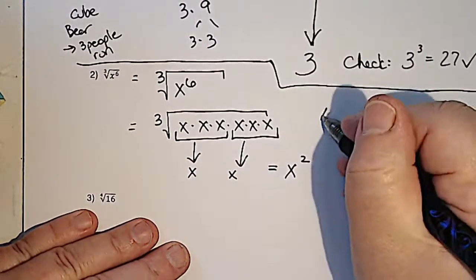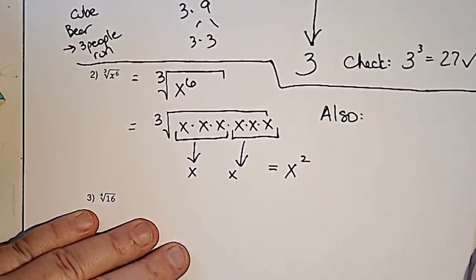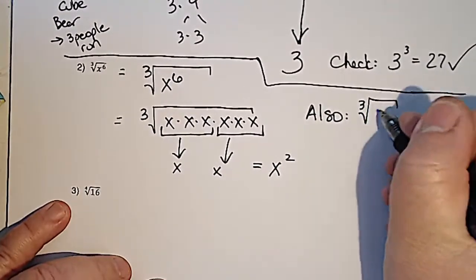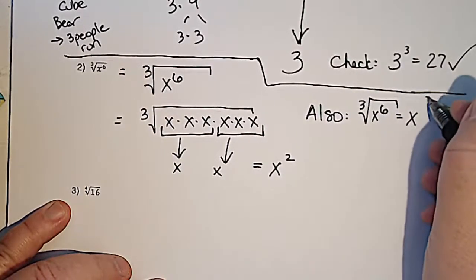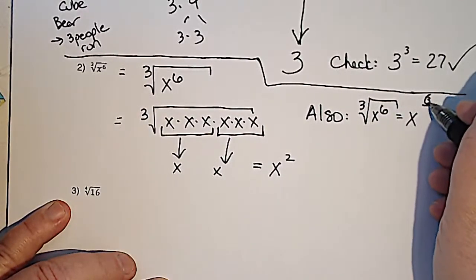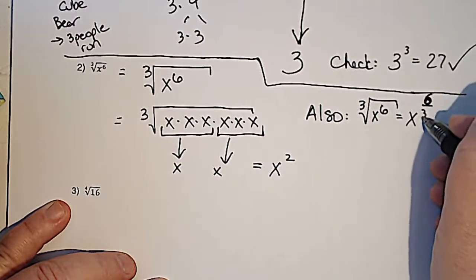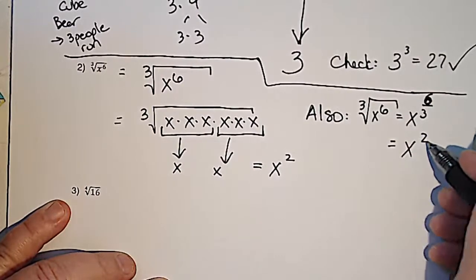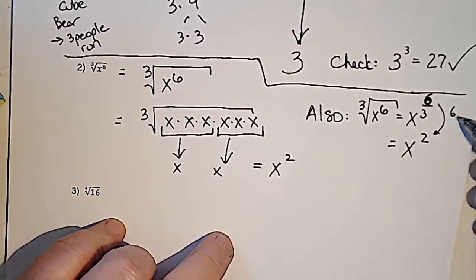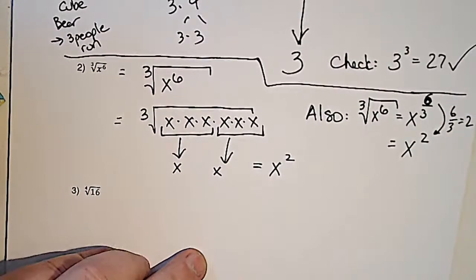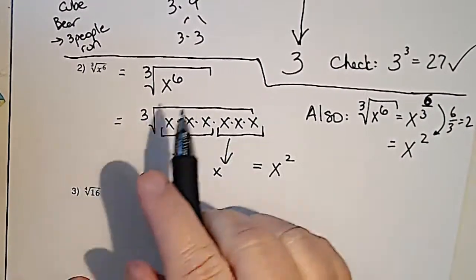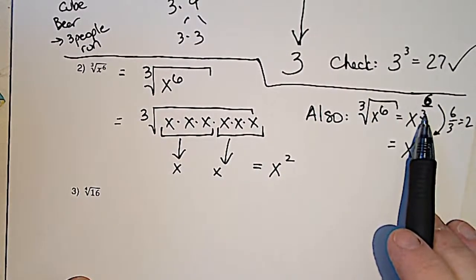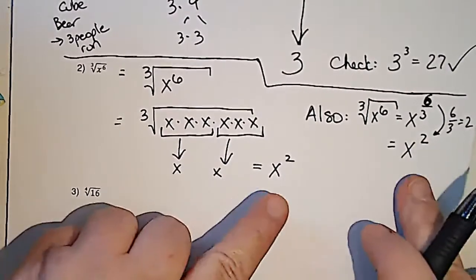Now, do we have to use this? No, we don't have to use this. Cube root of x to the 6th is x to the 6 over 3. What is 6 divided by 3? 6 over 3 equals 2. So we didn't have to go through the cube bear if we didn't want to. We could have just used the rational exponents here to get x squared. Same answer. Woohoo.